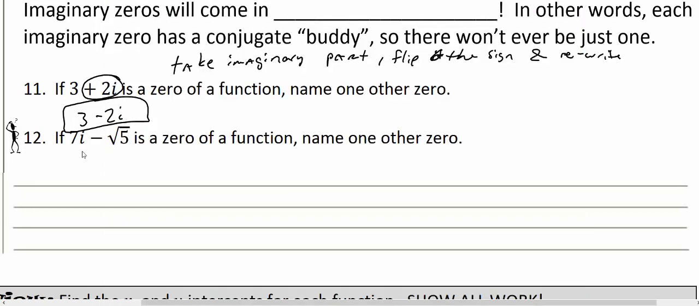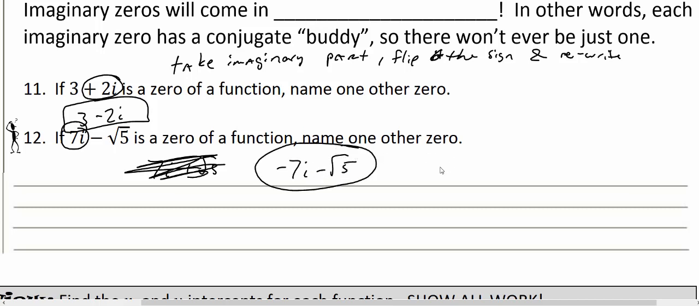So if this is 7i minus the square root of 5, the imaginary part is the 7i. Some of you probably wrote it like 7i plus the square root of 5. Well, no, I got to take the imaginary part and flip the sign. So it's positive 7i here, so it should be negative 7i minus the square root of 5. The only thing that changes is the imaginary part. The real part, which is the square root of 5, doesn't change. Okay, so only the imaginary stuff. All right.